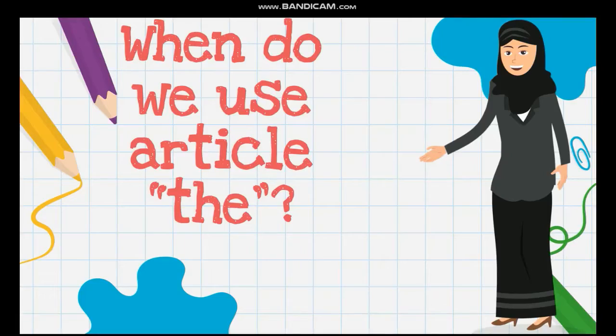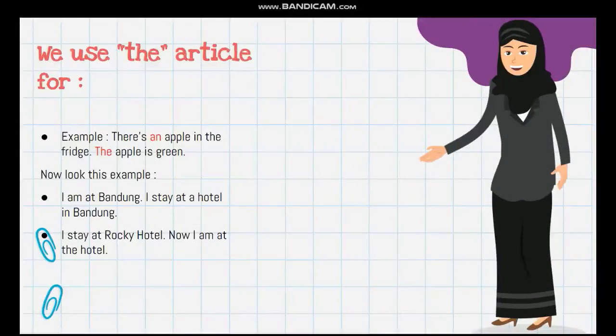When do we use this article? Before we learn how to use the article "the", let's look at this example. There's an apple in the fridge. The apple is green. So why am I saying "thee apple", not "thuh apple"? Do you know why?